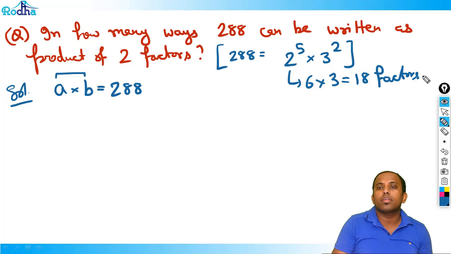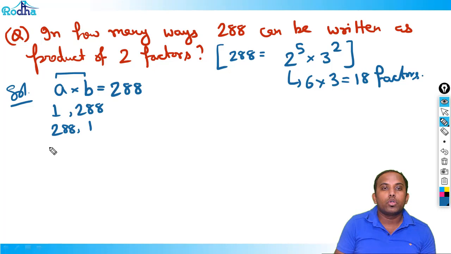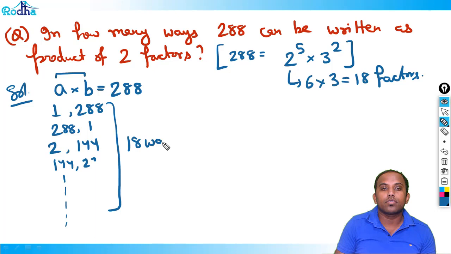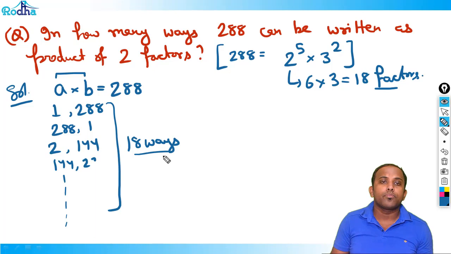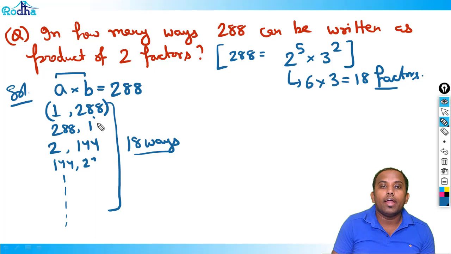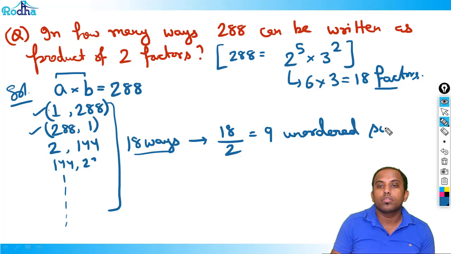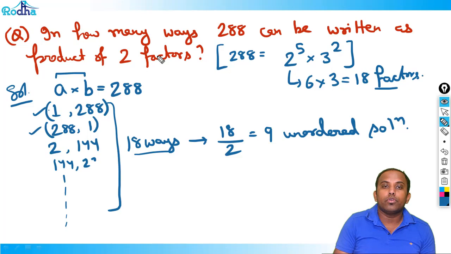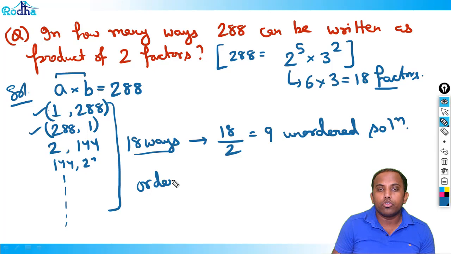We'll discuss this in the factors topic. If there are 18 factors here, there are 18 ways of writing like this: 1 into 288, 288 into 1, 2 into 144, 144 into 2. Like this, we can write in 18 ways in total, because the number of factors is equal to the number of ways. Out of these 18 ways, what I want is unordered, because we are counting 1, 288 and also 288, 1. It's like a, b and b, a, both are being counted. So we'll have 18 by 2, which is 9 unordered solutions. Clear? And if it was ordered, it would be 18 solutions. So ordered solutions is equal to 18.